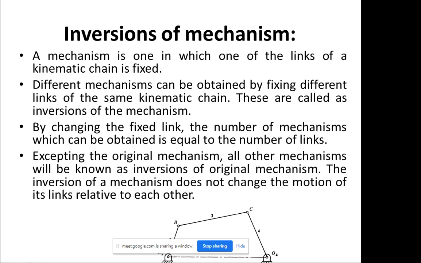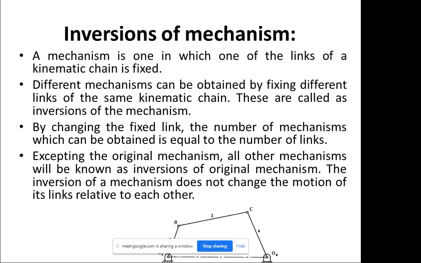Next we'll come to the inversions of mechanism. In inversions of mechanism, any link can be fixed and another link can be given some motion relative to the other links, and you can change the link position and give a different type of inversion there. Okay, so I'll see the different types of inversion for the 4-bar mechanism first.